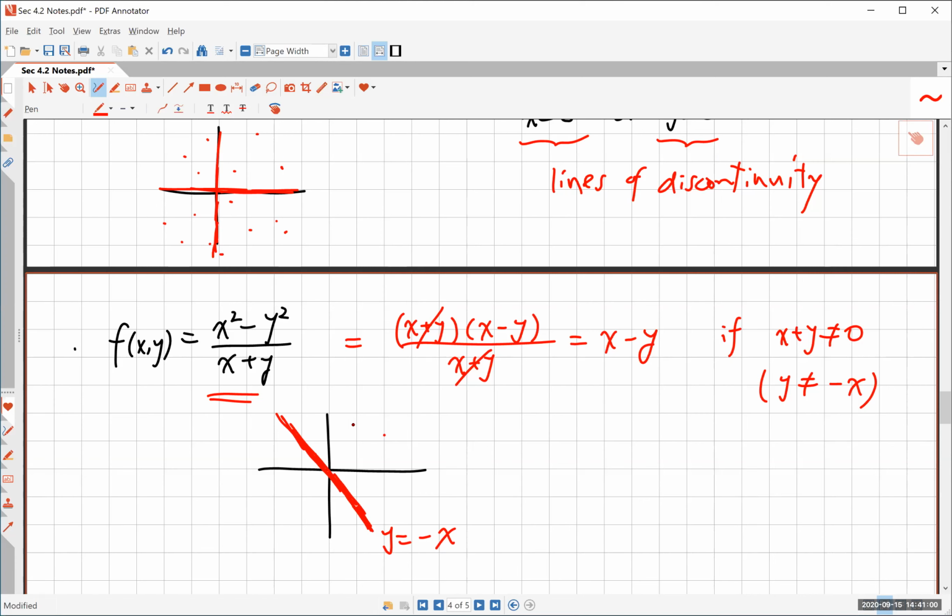How do you know it's continuous everywhere else? Well, because it's a polynomial over polynomial, a rational function. And a rational function is continuous wherever it's defined. So the only points where this is undefined and only points where this is discontinuous is on this line. So this is called the line of discontinuity. Okay, I think you are ready to do all your homework problems now.